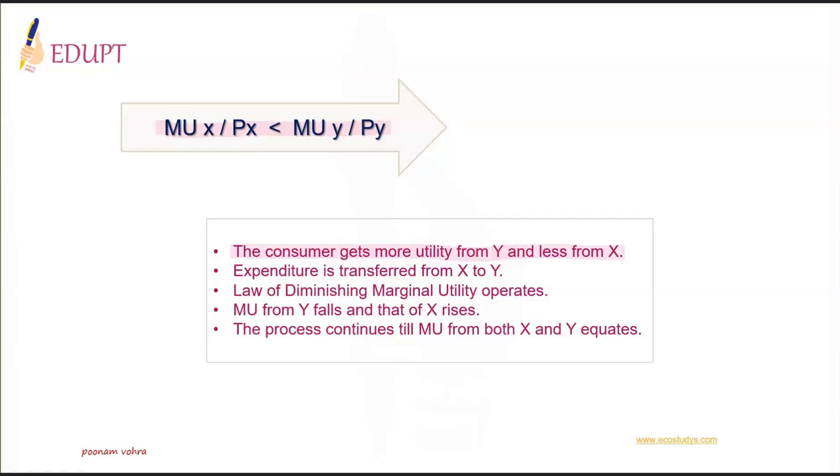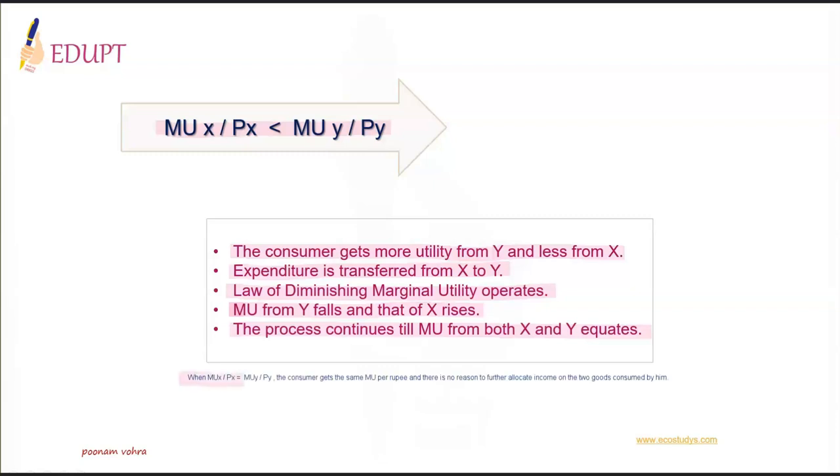This induces the consumer to transfer expenditure from X to Y. The consumption of Y increases while that of X falls due to the law of diminishing marginal utility. Marginal utility of Y falls and marginal utility of X rises. The consumer would continue to buy more of Y till the ratio of marginal utility and price of X is equal to the ratio of marginal utility and price of Y.